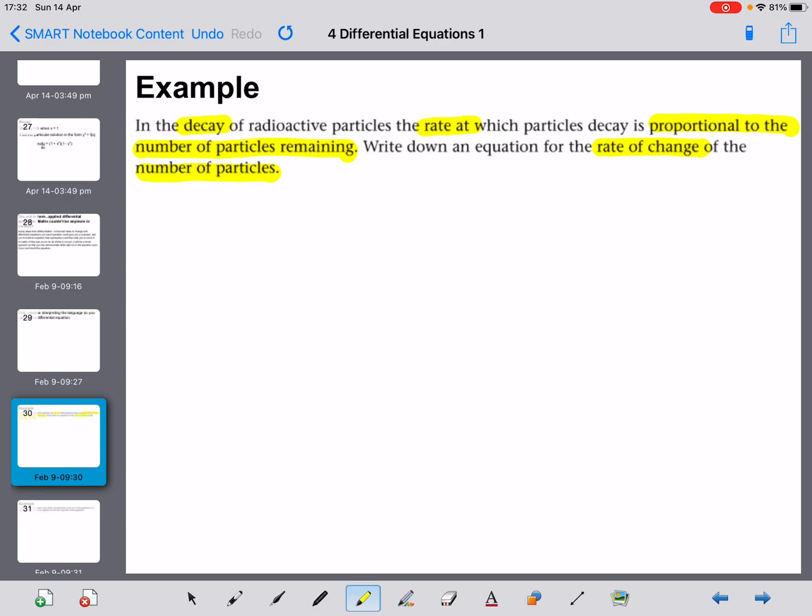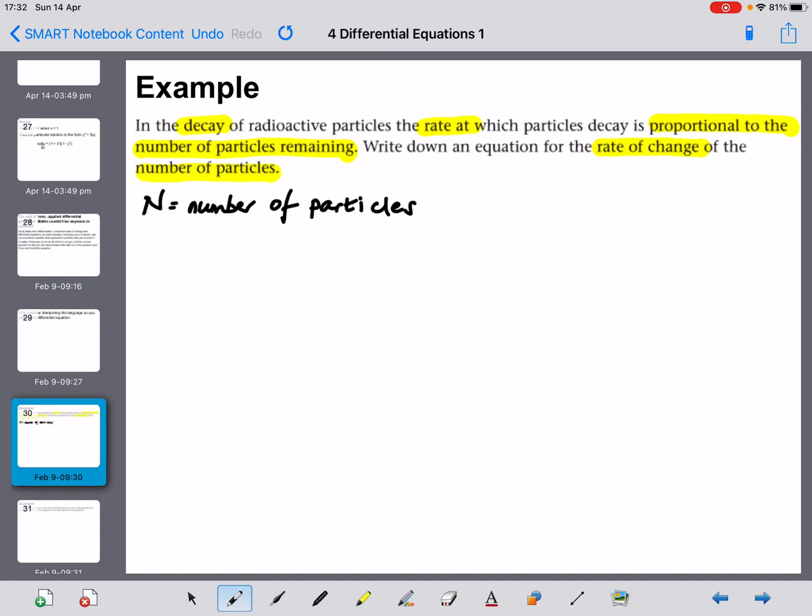Okay, so first of all, we need to introduce a letter, because we don't have anything to represent the number of particles. So I'm just going to call the number of particles n. So let n equal the number of particles. I could have called it P for particle, makes no difference whatsoever, as long as I state what I'm calling it. So n is the number of particles.